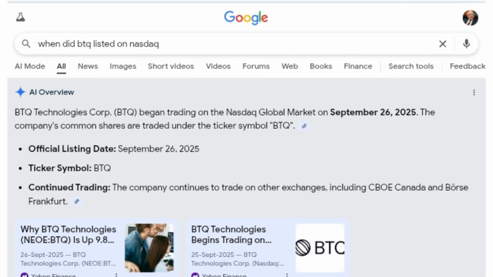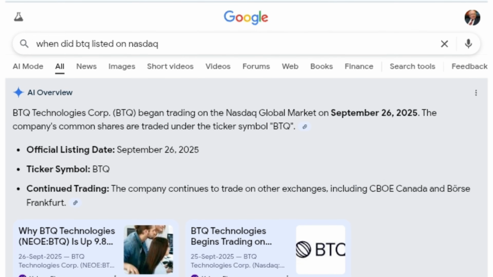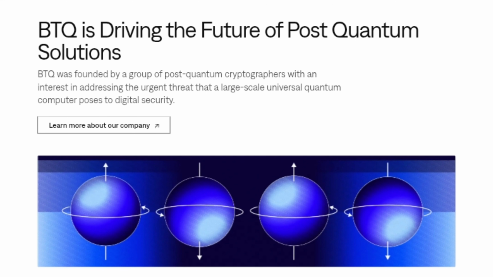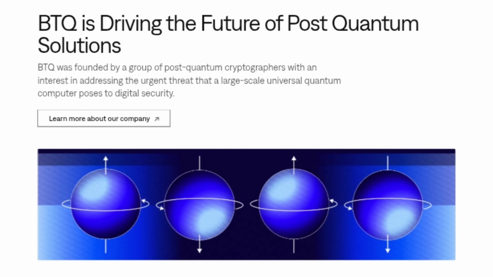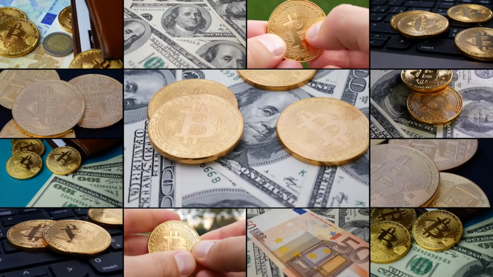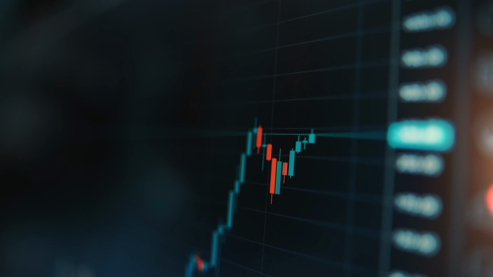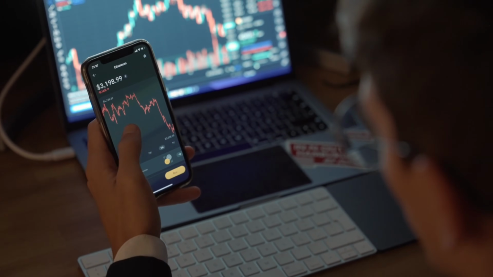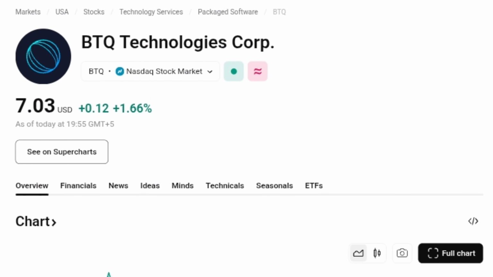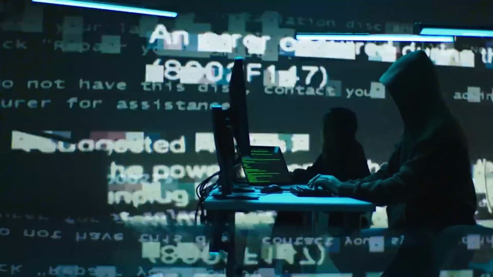The company's uplisting to NASDAQ in late September 2025 created a huge spotlight moment. The stock surged more than 281% year-to-date. If BTQ succeeds in becoming a key provider of quantum-safe cryptographic solutions, or if Bitcoin Quantum gains any meaningful adoption, the upside could be enormous. For investors willing to accept volatility in exchange for high potential reward, BTQ stands out as one of the most explosive emerging quantum cybersecurity stocks on the market.